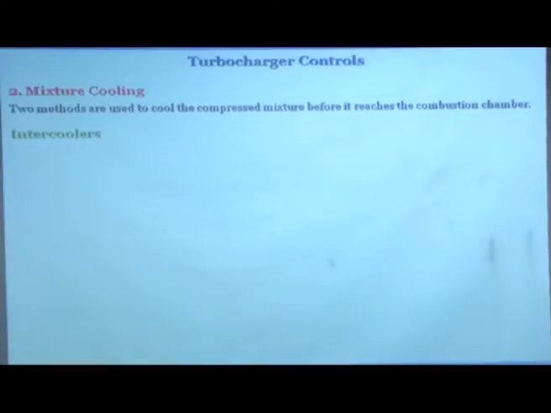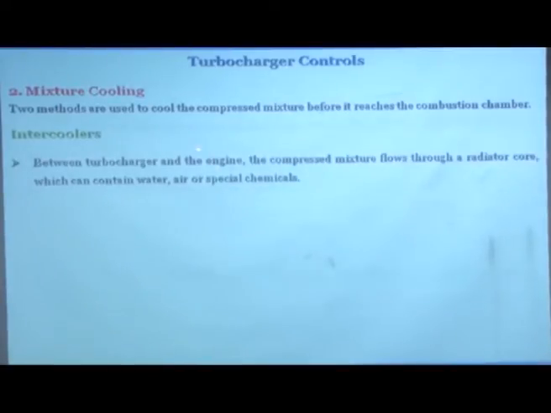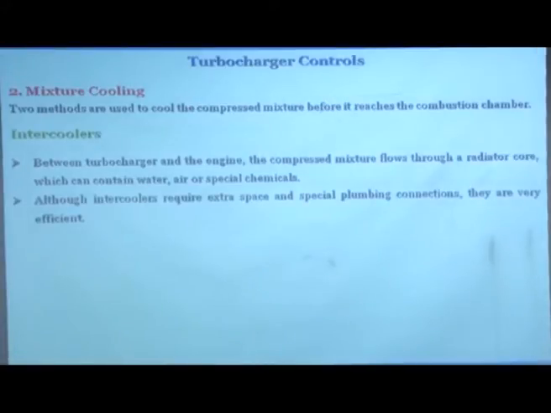First, of course, is the intercooler. Intercoolers are used between the turbocharger and the engine, and the compressed mixture passes through a radiator core which can contain water, air or a special chemical depending on the application. Basically it is a heat exchanger: you compress the air, the hot air releases its heat to the other fluid and becomes colder, and then it is supplied to the engine. Intercoolers require extra space and special plumbing connections, but they are very efficient. Intercooling is often used in racing cars and also in diesel trucks.